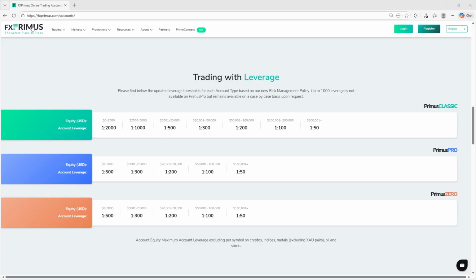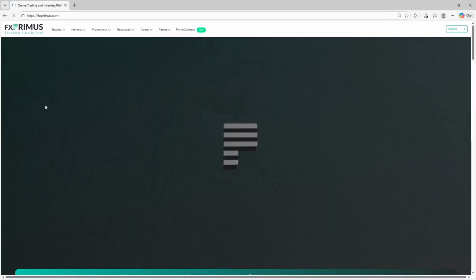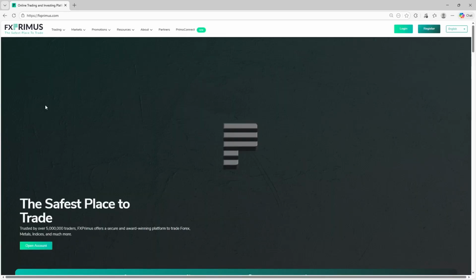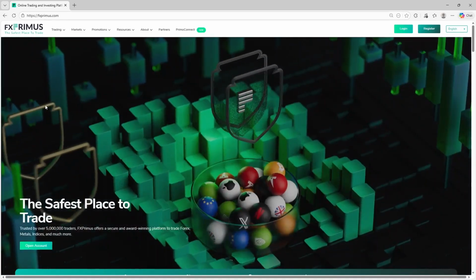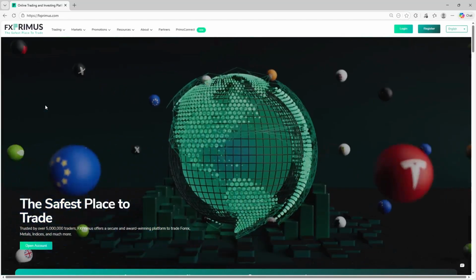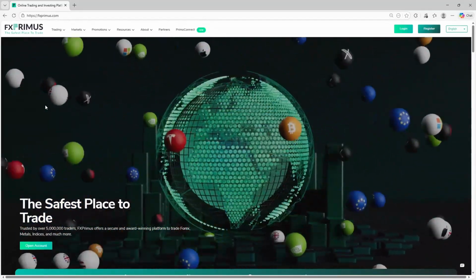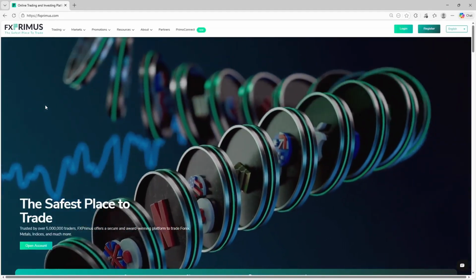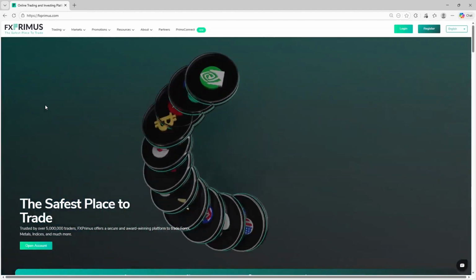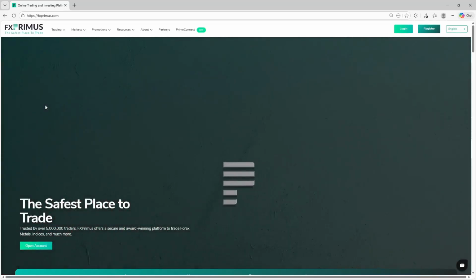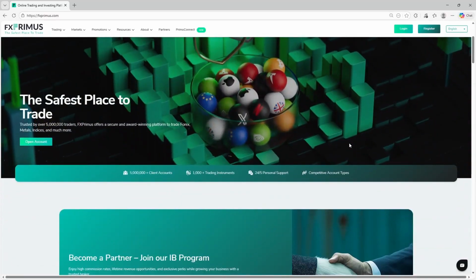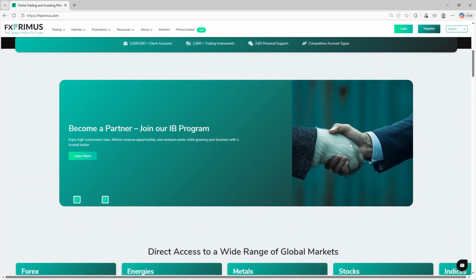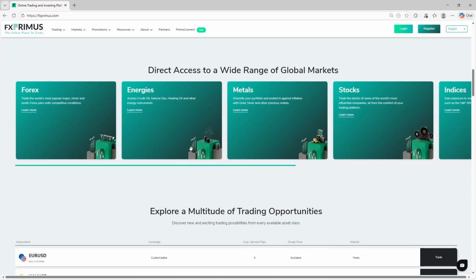Feature-wise, FXPrismus positions itself as a multi-asset broker, offering forex, indices, metals, energies, stocks, and cryptocurrencies. The platform environment focuses on stability rather than heavy customization, relying on MetaTrader's ecosystem for indicators, automation, and strategy development. On the pro side, FXPrismus offers flexible account structures, high leverage availability, multiple pricing models to suit different trading styles, and compatibility with industry-standard platforms.